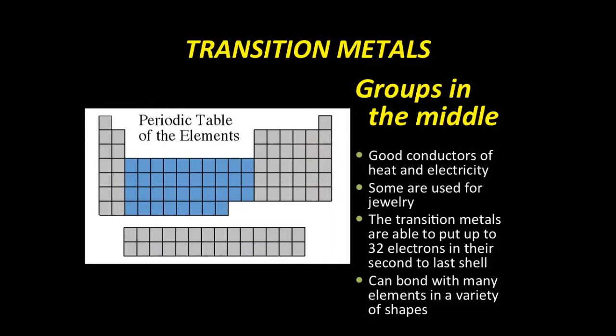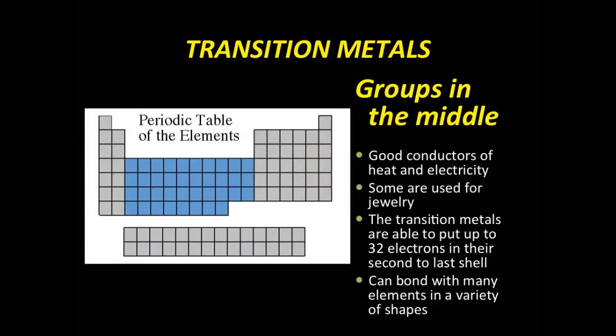They are very good conductors of heat and electricity, so you'll see platinum and gold in this group used in electronic devices. Gold, silver, and copper are in here too, the coinage metals, so they're used for jewelry and coins because of their nice shiny luster properties.